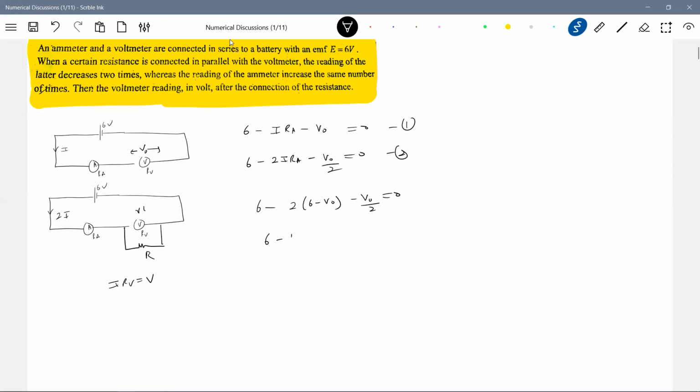I think we can manage here. You can see, plus V naught minus V naught by 2. So this will become minus 6 equal to plus V naught, plus 2 V naught. So 3 V naught by 2 equal to 6, V naught equal to 4 volt. Yes, sir. Yeah, very easy, no? Unnecessarily we are bringing RA and RV.